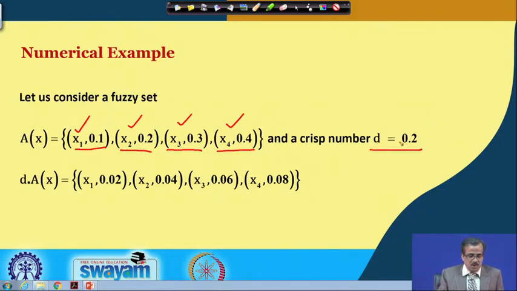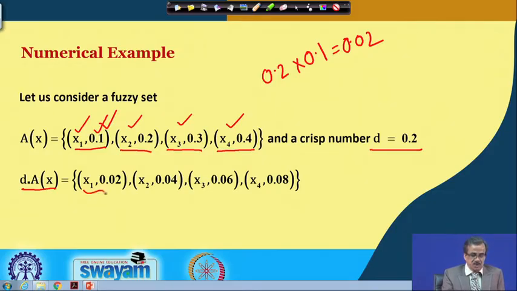Now, if d is equal to 0.2, then d multiplied by A(x) will become equal to (x1, d multiplied by the mu value). So, d is 0.2 multiplied by 0.1 and this is nothing but 0.02. So, corresponding to this x1, this will be d multiplied by mu and this will become equal to 0.02.